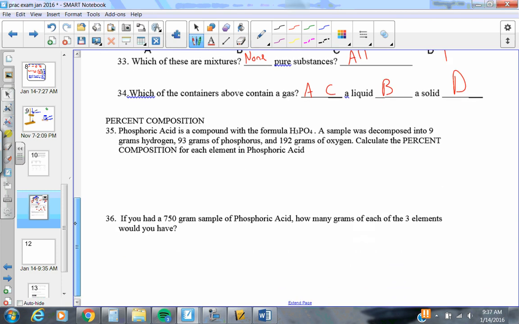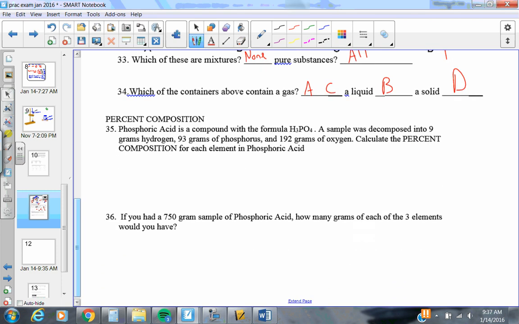Percent composition. I will say this often as the part over the whole. Take the parts over the whole, do the number times 100%. You have to figure out which substances we're using. For this one, phosphoric acid is H3PO4. So we have to know which percent is H, which percent is P, and which percent is O. My answer is going to be percent hydrogen, percent phosphorus. Whatever's left will be percent oxygen.